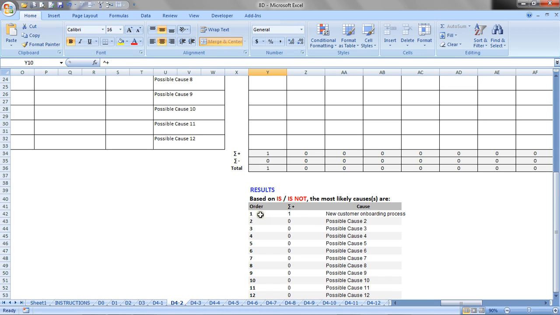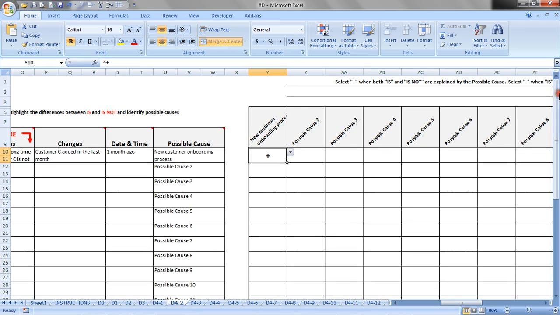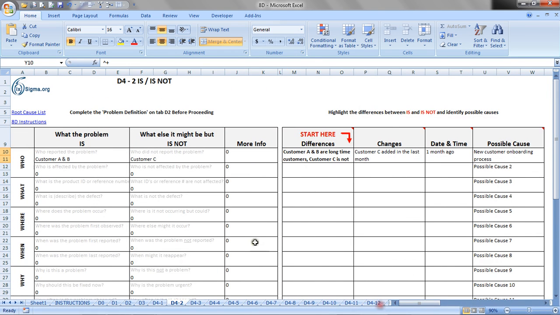And so the most likely root cause is given here as new customer onboarding process. Why? Because it has the most pluses of all of the possible causes we looked at. The second most likely root cause is going to be this number 2. Why? Because it has the next highest number of plus signs. And so this is very good, because as you can tell, it's quite a comprehensive review, and it's actually very good at identifying root cause. All right, I'm just going to scroll back here. I'll scroll back, and we'll go back to the root cause list. Okay, so that is the is not.